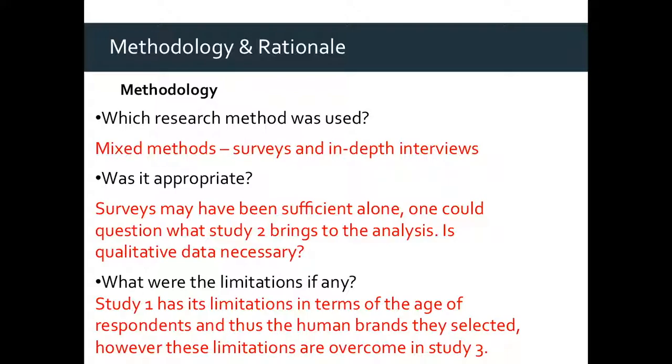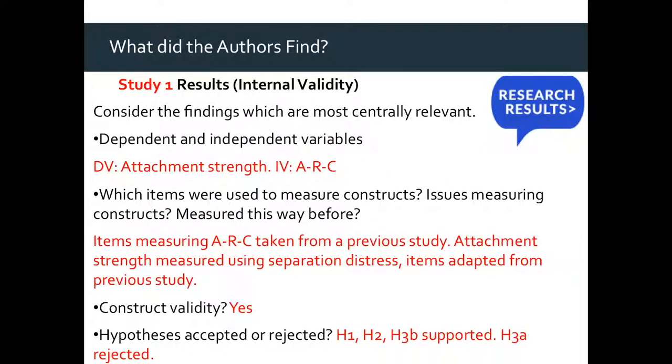Were there any limitations? Yes, indeed, there were in study 1, in terms of the types of human brands that were self-selected because of the age range and the demographic of students. But this limitation was very cleverly overcome in study 3, so that in itself is quite interesting.